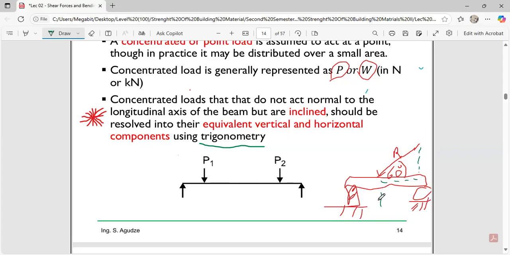The distance is going to be given, so for that you don't have to worry. You could always take that distance from this to here and consider that to calculate for your equivalent vertical component, or to calculate for your concentrated load. Here you are saying concentrated loads that do not act normal to the longitudinal axis of the beam but are inclined should be resolved into their equivalent vertical and horizontal components using trigonometry. So you could just use trigonometry to derive that.